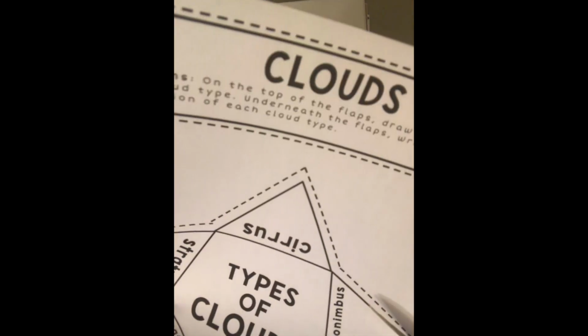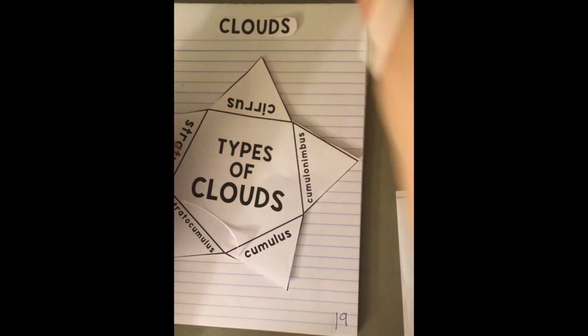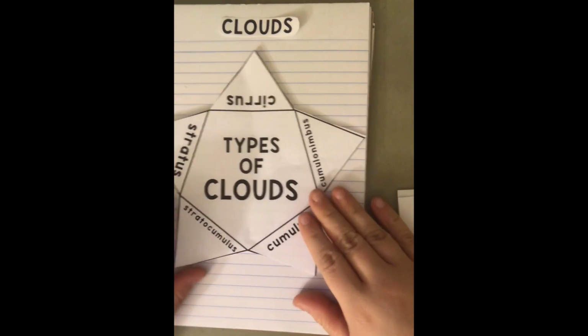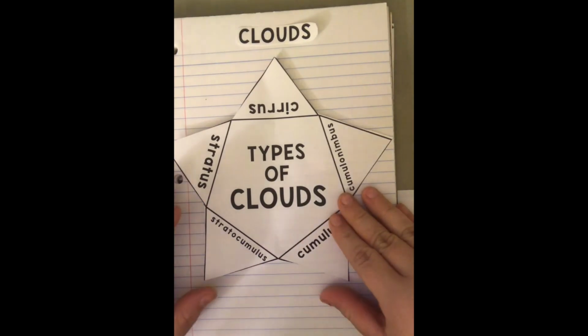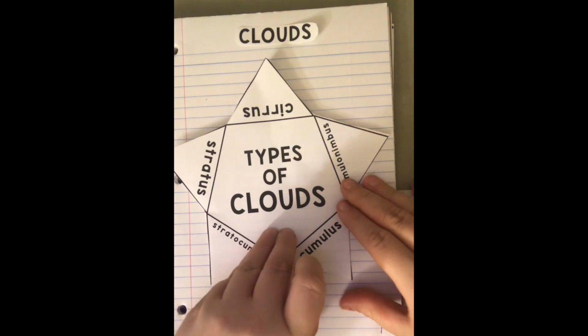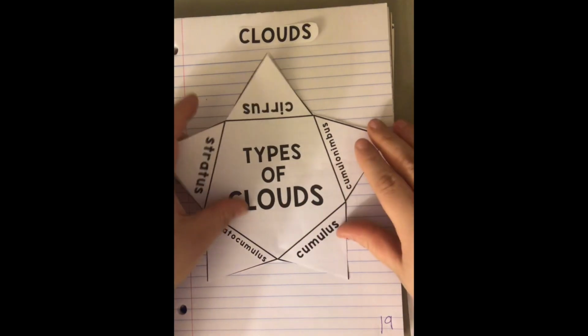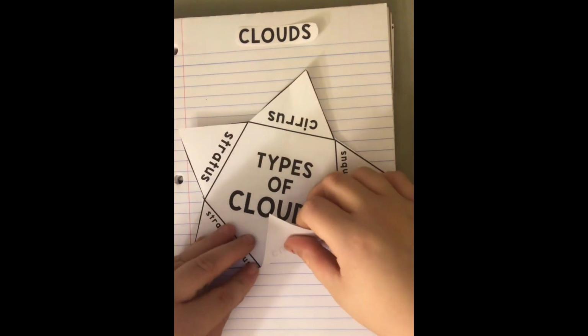So when we're cutting out this page, make sure you do not accidentally cut off any of the stars. So, clouds. Okay, when we glue this one down, you are going to want to flip the star pieces up.